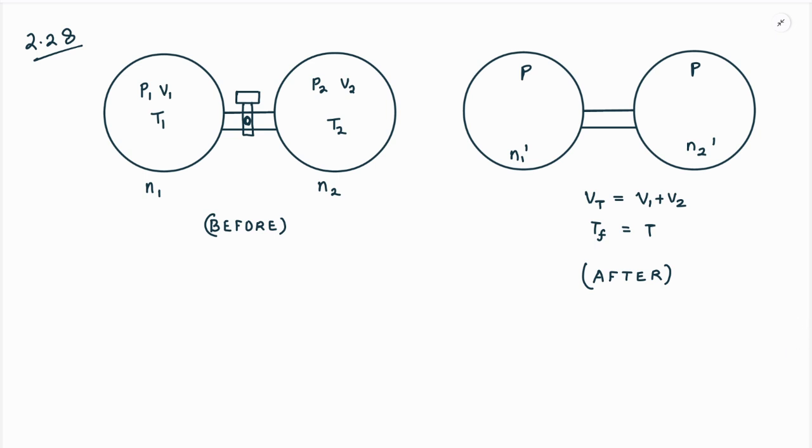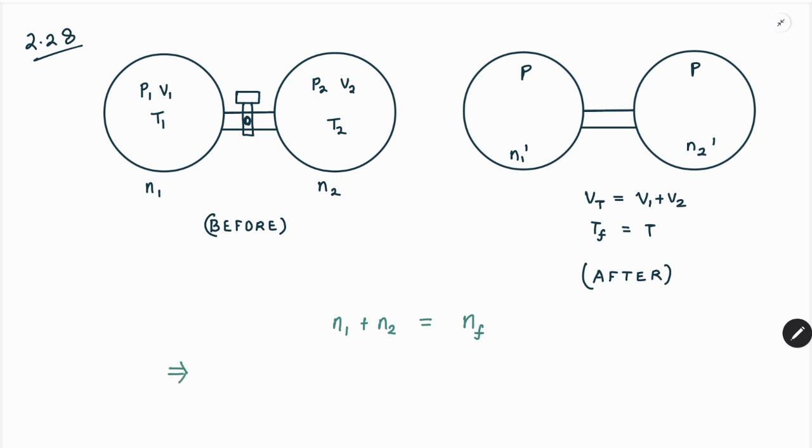So if we begin the problem, the first thing that we can say is the amount of gas remains constant. So we can say that the moles before opening the valve is equal to the moles of the gas after opening the valve. So N1 plus N2 in the two cylinders is equal to the final number of moles which the total system is going to contain.